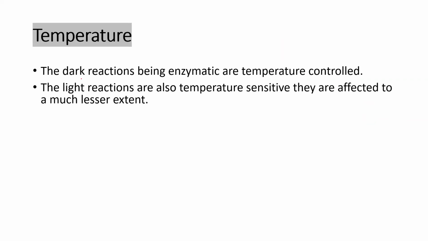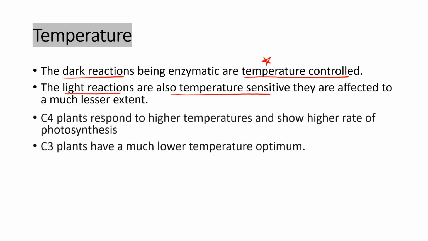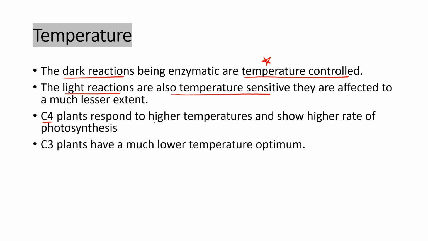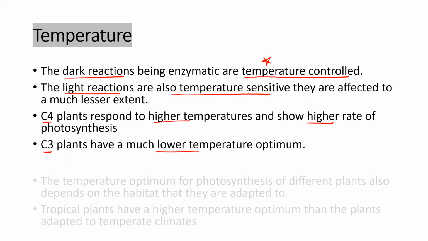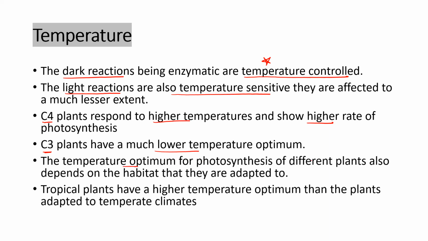Now, temperature. See very carefully, light reaction is temperature sensitive and dark reaction is temperature controlled. Very important statement question: C4 plants respond to high temperature and show a high rate of photosynthesis. C3 plants have a low temperature optimum. The temperature optimum will depend upon the habitat in which they are living. Tropical plants will have a high temperature optimum compared to temperate plants living in temperate areas.